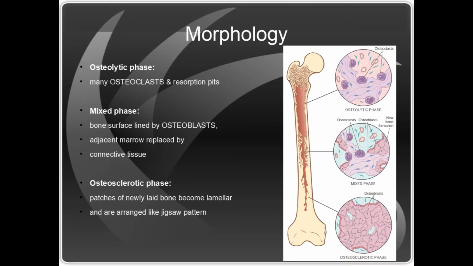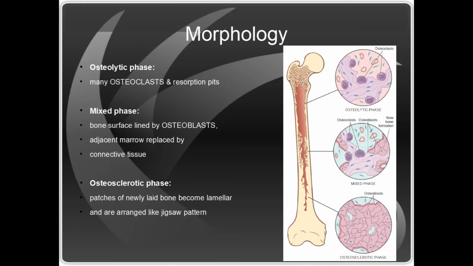In the mixed phase, what happens is, although osteoclasts are there, more number of osteoblasts will come and they'll start lining the bone. Once they start lining the bone, they'll lay bone. So at this point of time, if you do alkaline phosphatase, perhaps it would not be as elevated as it would be in the earlier osteolytic phase.